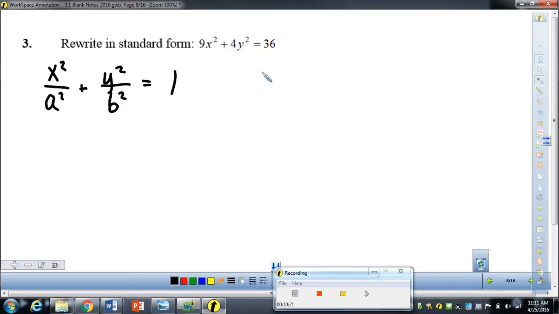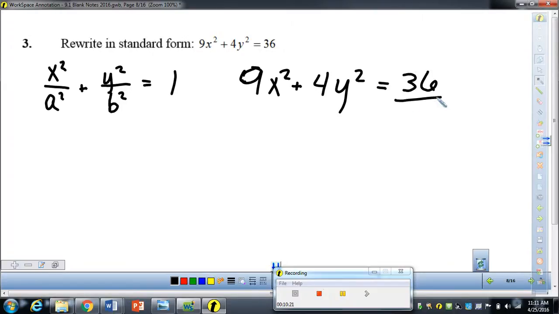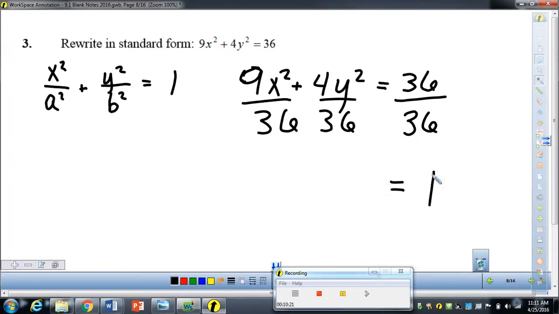So we need to take our equation and rewrite this so that it's equal to 1. And we can do that through division. If we divide everything by 36, 36 divided by 36 is 1, so that helps us with the right-hand side. Now looking at the fractions here, we can simplify. 9/36 is the same as 1/4, so this is x squared over 4, and then 4/36 is the same as 1/9, so we're going to write that as y squared over 9.